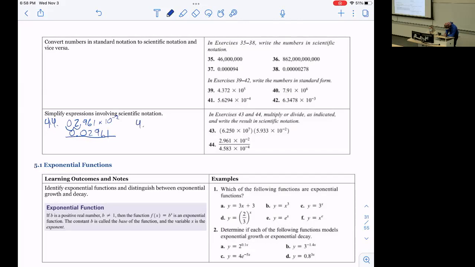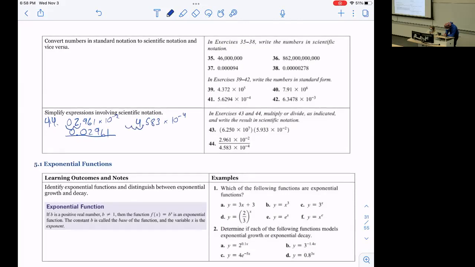And then the next one was 4.583 times 10 to the negative 4, which would be 1, 2, 3, 4. So we'd have 3 zeros there: 0.0004583.